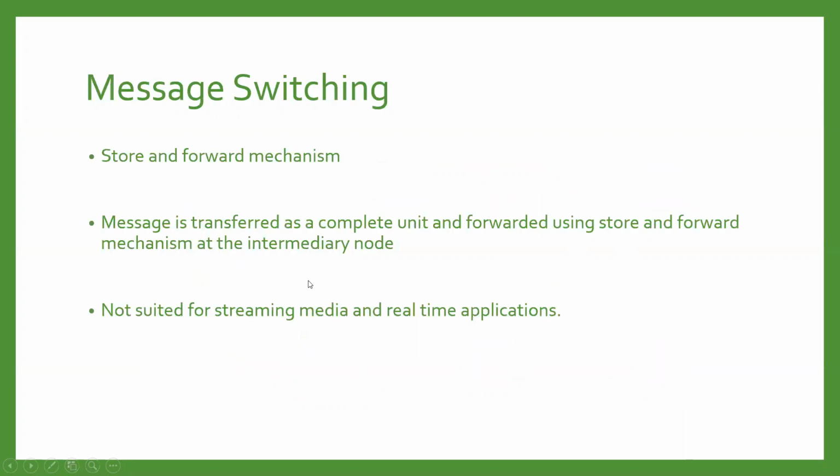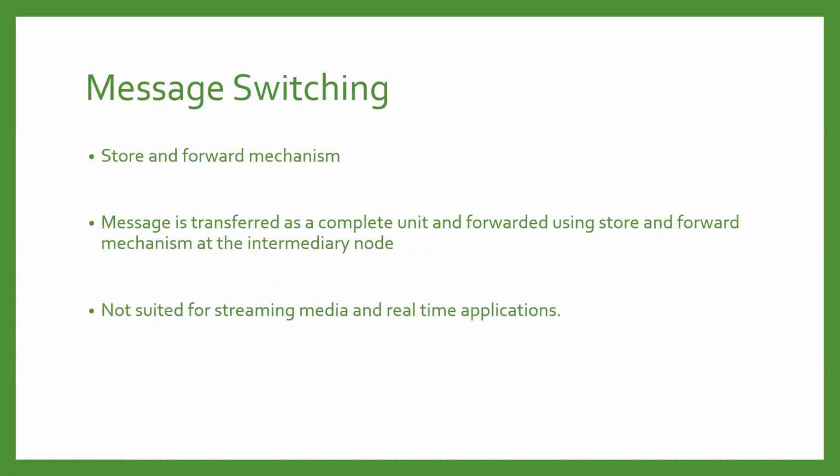Now, the second type of switching technique is message switching. Message switching uses the store and forward mechanism. What is the store and forward mechanism? In this, the message is transferred as a complete unit and forwarded using store and forward mechanism at the intermediary node. If you found this statement difficult, I will explain in brief.